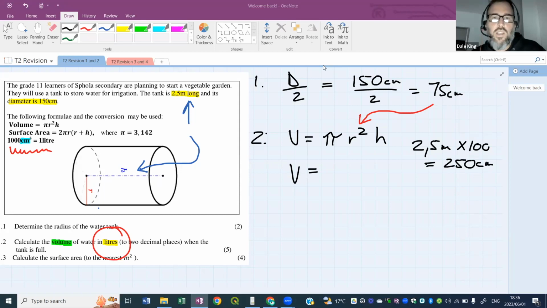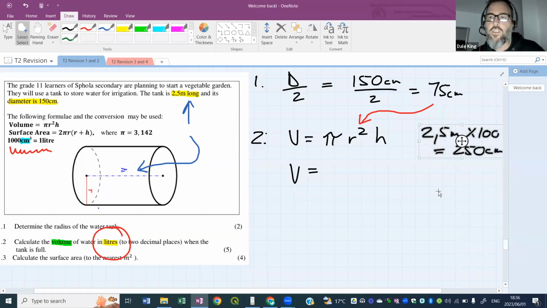Okay, so Keita's looking at his volume answer and he's like, yo, sir, this thing is big. Let's have a look. Let's try it out. All right, guys. So I'm going to move this little conversion that we did here. We changed our tank length from meters into centimeters before we put it in.